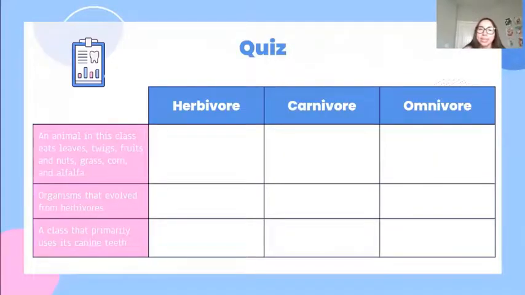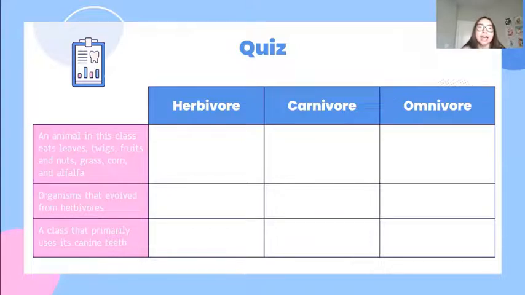Now we're going to play a quick game. This game is pretty fun. The object of the game is to guess which category fits the questions based on what you've learned today. Each question may contain one or more correct answers. So let's go ahead and get started.